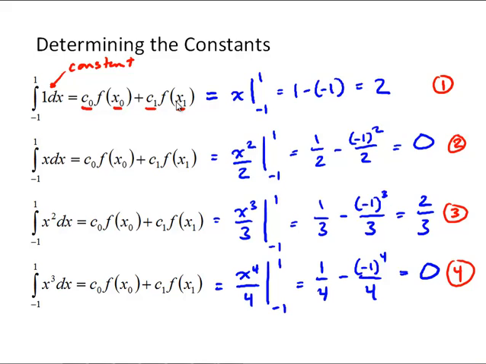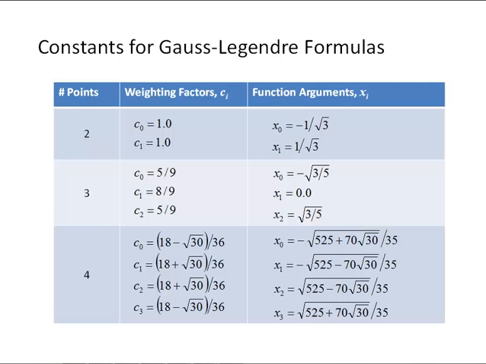And we can go ahead and solve those 4 equations for the 4 unknowns, and the results are shown in this next table here. So here's the constants. For the 2-point Gauss Legendre formula, the constants C0 and C1 each come out to 1.0, and we take our function evaluations at x0 = -1 over root 3 and x1 at +1 over root 3.